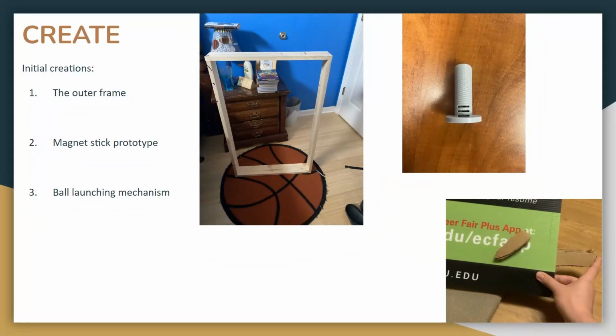It was at this point of the semester, after lots of time planning out our project, we were ready to actually create it. There were 3 key components that we wanted to implement into Magnet Madness. We have the outer frame, which is mostly composed of 2x4s that have been sawed and drilled together. We have the magnet stick prototype, which is a 3D printed paddle that has a little slit on the side to put a magnet, which is to help guide the ball around the maze.